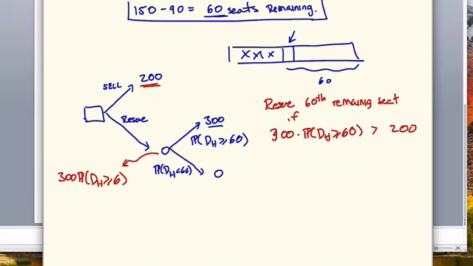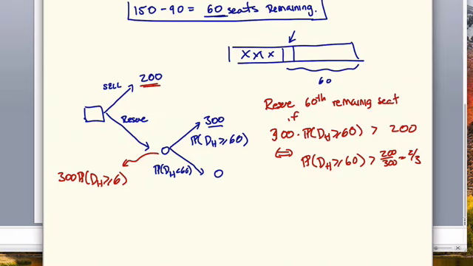I can divide both of these sides by 300 just to make things a little bit simpler. This rule is the same as saying I should reserve the 60th seat if the probability that the high demand is at least 60 is at least 200 over 300, which is 2/3.